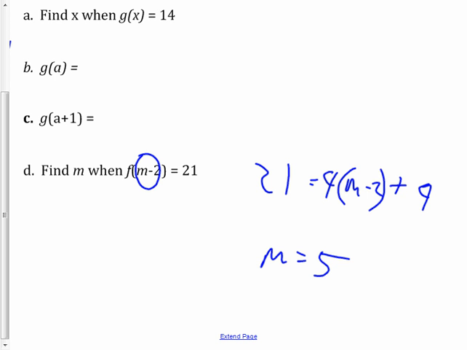Those are a lot easier than the ones on the graph, aren't they? The ones on the graph were really complicated. But this, all you had to do was stick in the y and the x. And then you solve it.